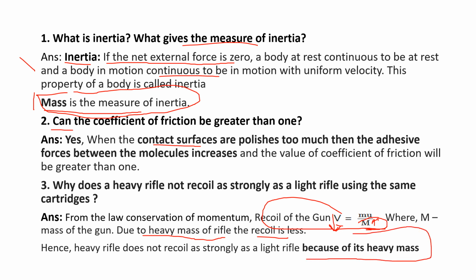Remember this: because of its heavy mass, the heavy rifle is not recoiling as strongly as the light rifle. If you write this formula also, it is well and good, because it will create a good impression and elaborate the answer. Just write that if M increases, then the recoil will decrease, because those two are inversely proportional. That's it.